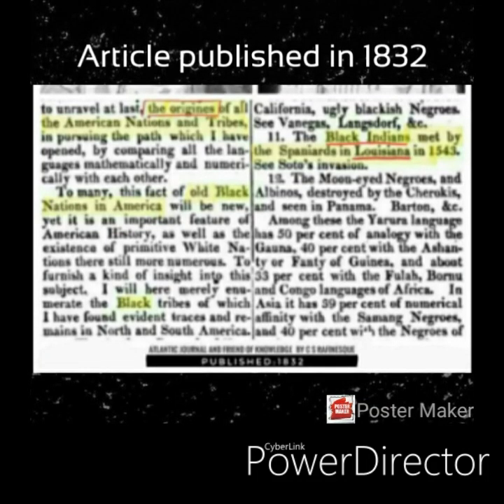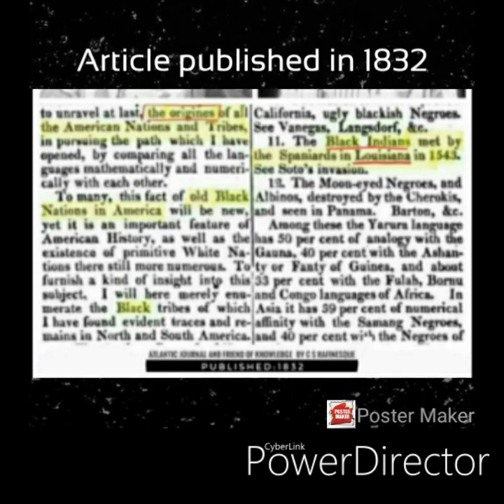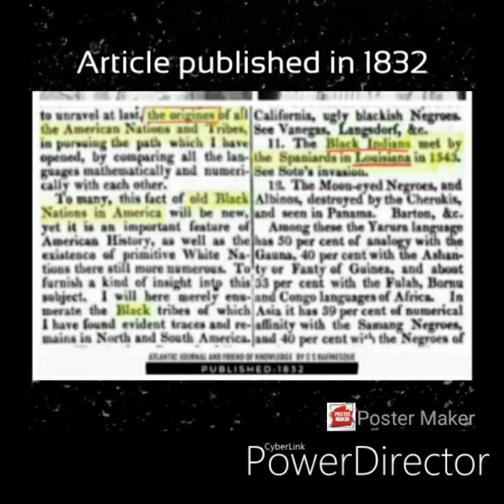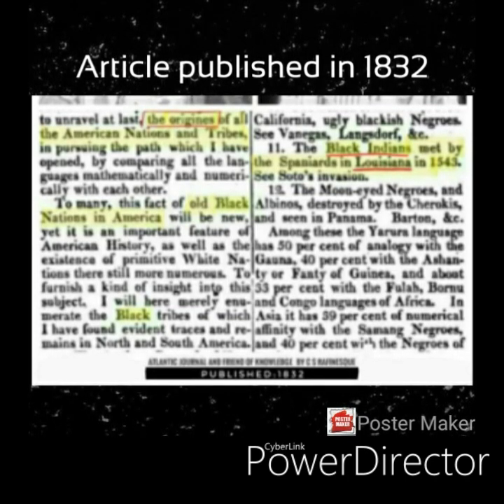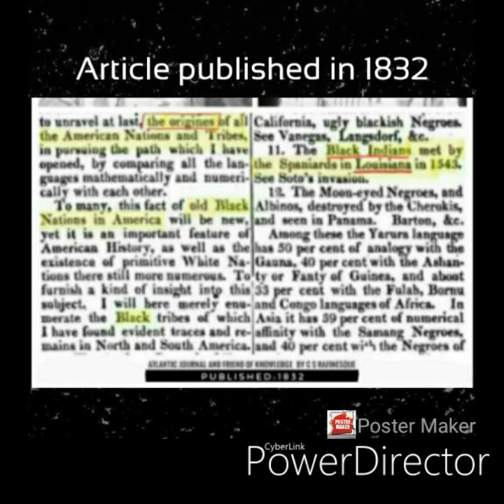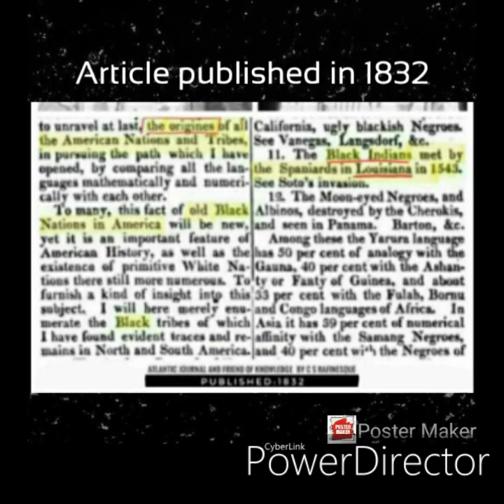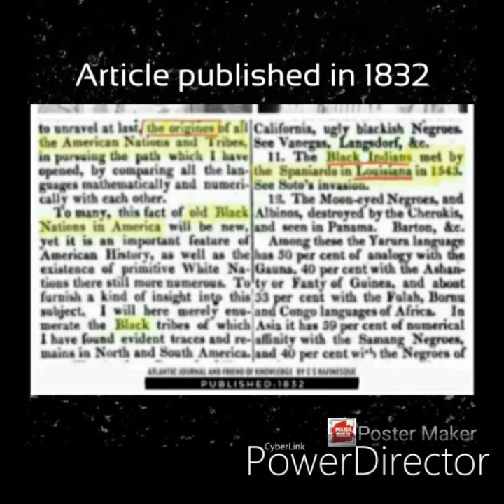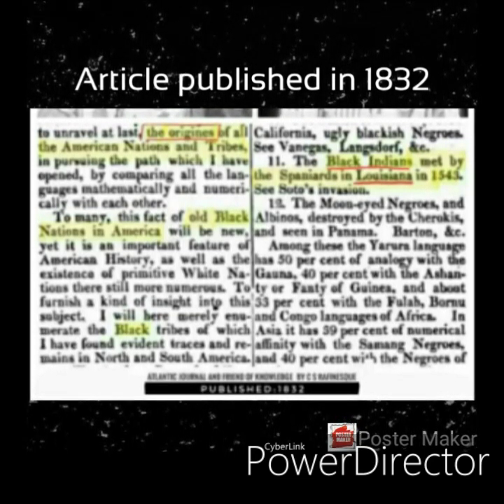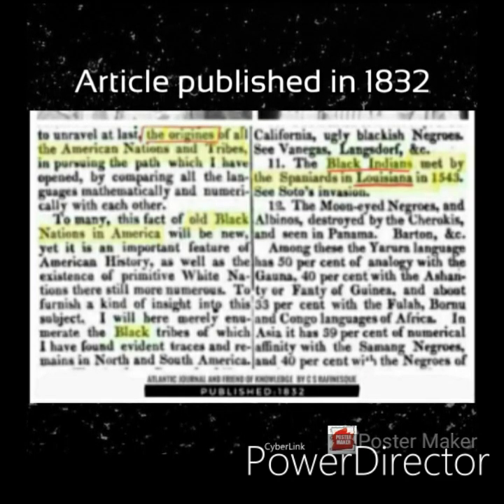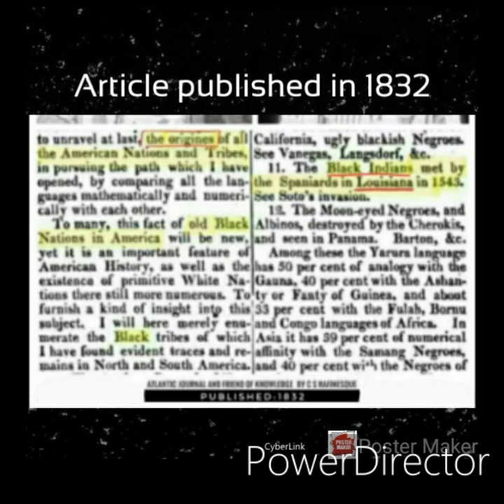So this is an excerpt from an article published in 1832 in reference to Black natives in America. And the article reads, "To unravel at last the origins of all the American nations and tribes in pursuing the path which I have opened, by comparing all of the languages mathematically and numerically with each other. To many, this fact of old Black nations in America will be new, yet it is an important feature of American history, as well as the existence of primitive white nations.